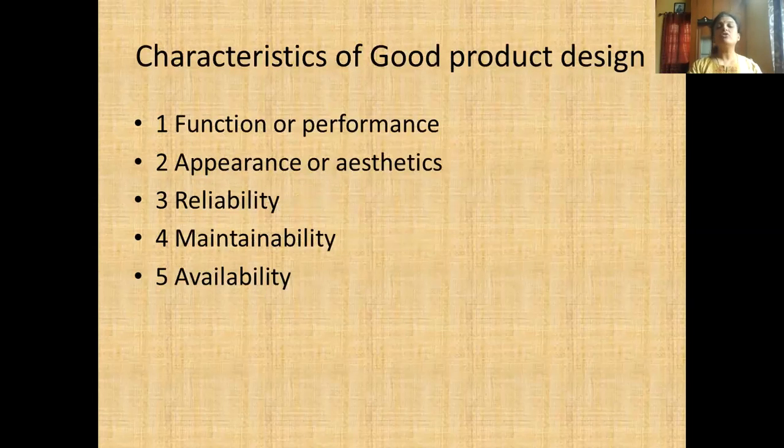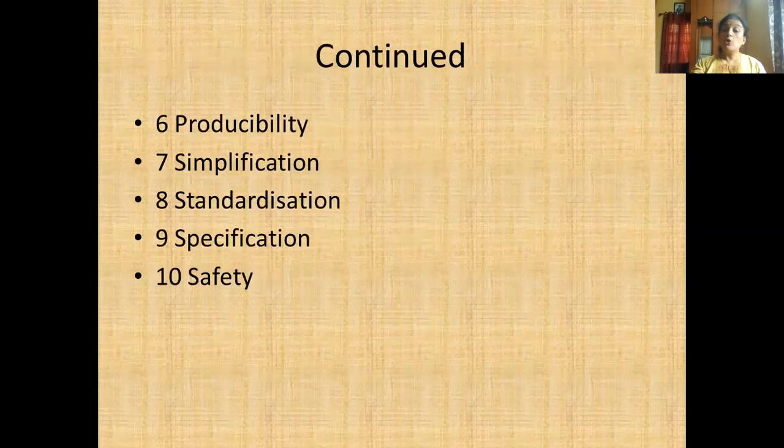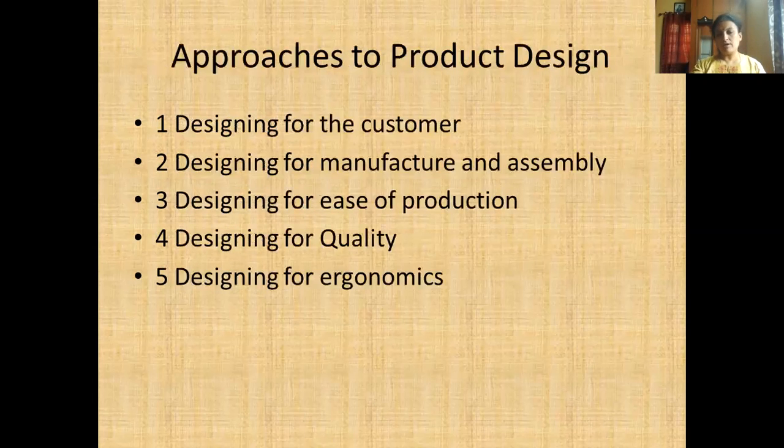Then comes characteristics of good product design. How a good product design should be. So function or performance we have to think of. Then comes appearance or aesthetics. Then comes reliability and maintainability, and also availability of the product. Producibility, simplification, standardization, specification, and safety. All these points are to be considered.